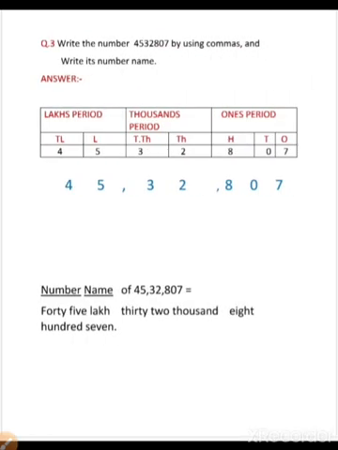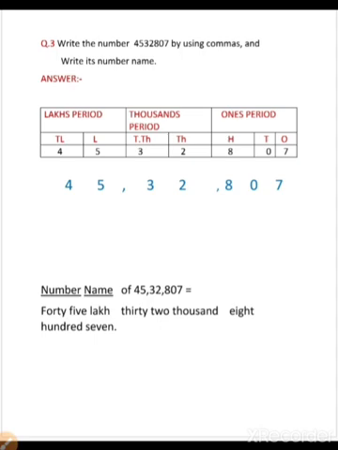Students, this is question number 3. Write the number 45,32,807 by using commas and write its number name. So first we have to write the number in the place value chart. In question number 1 and 2 you have seen how to fill the digits in the place value chart of Indian system. Now we will place the commas to separate the periods from each other.